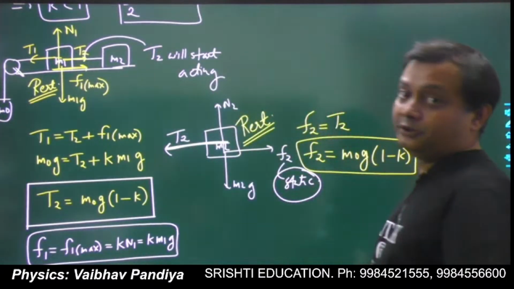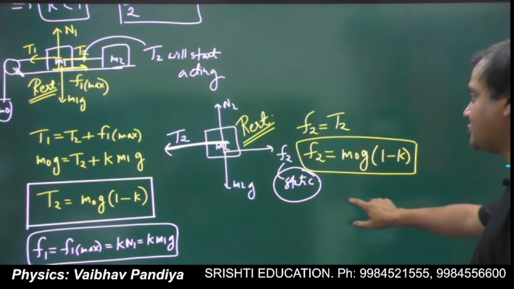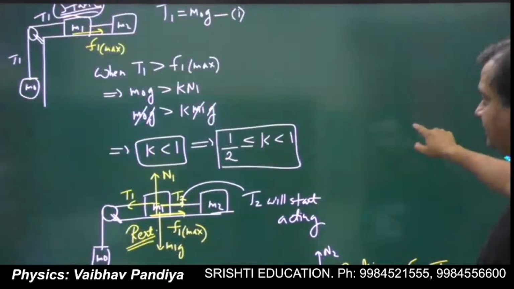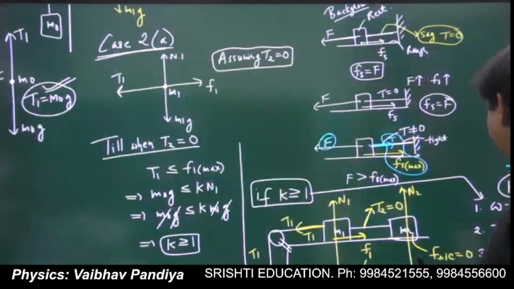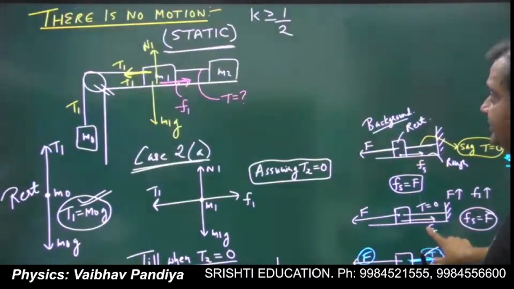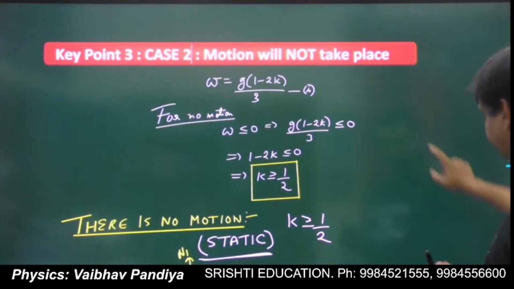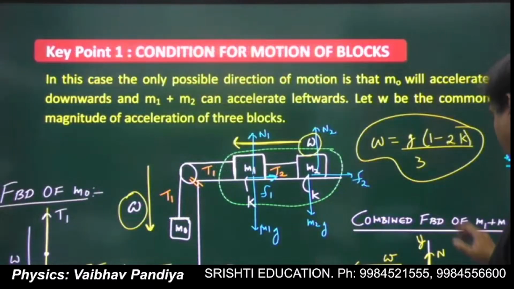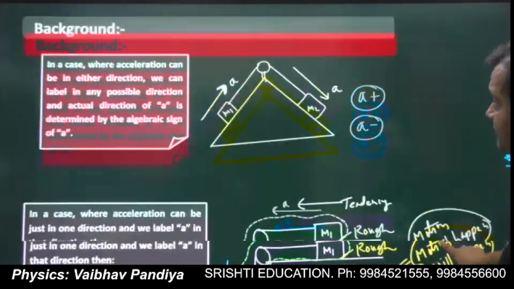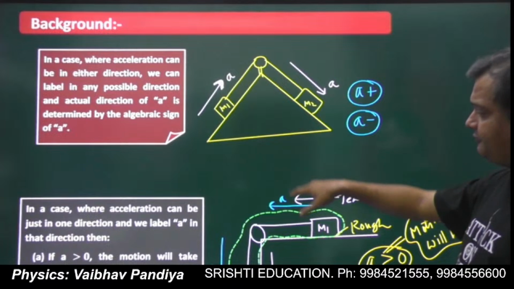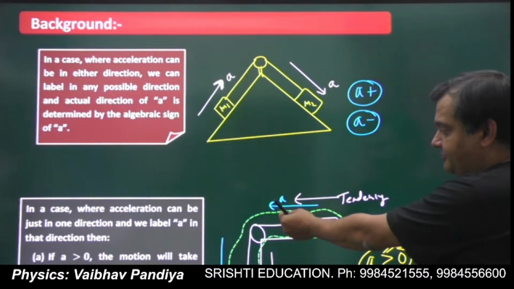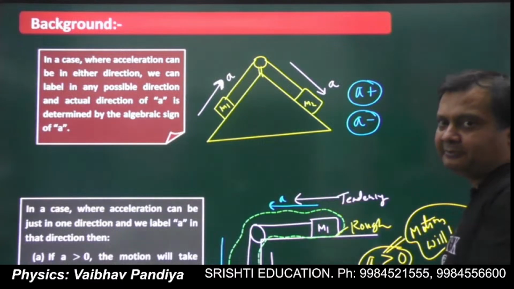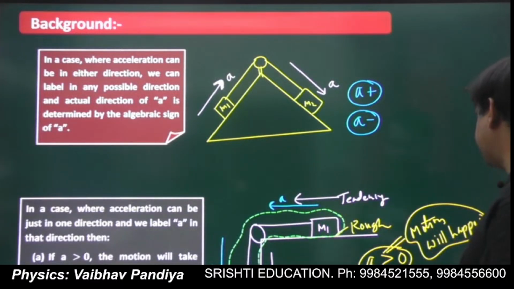So that is a very beautiful problem. There's a lot to analyze. There are a lot of very fine, hair-like concepts in this problem. So we have seen different cases. I'm making a recap of what we did in the whole problem. First, we have seen the background. There is only one possible direction of A. We can label that A. If A comes to be positive, motion will take place, and if A comes to be negative, motion will not take place.